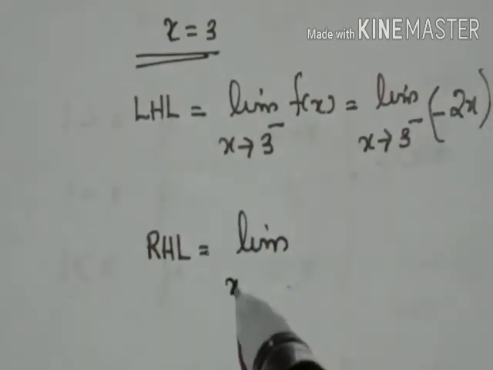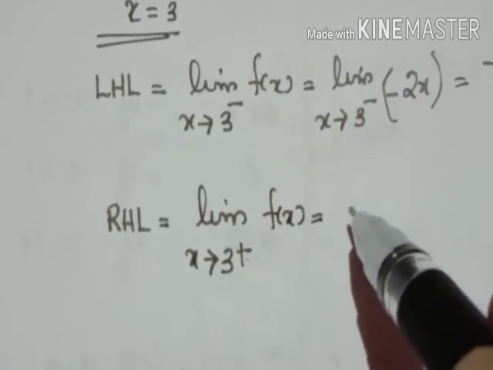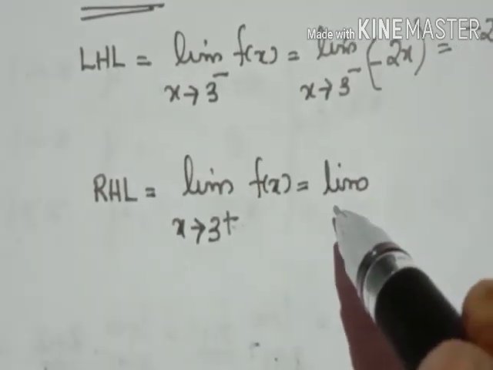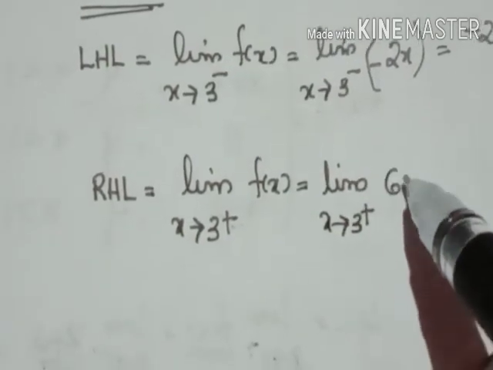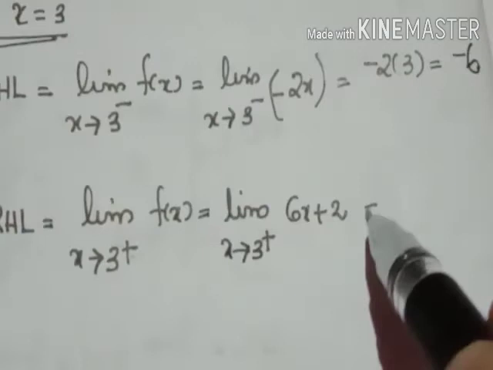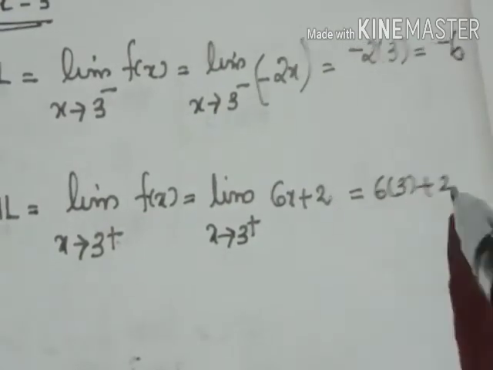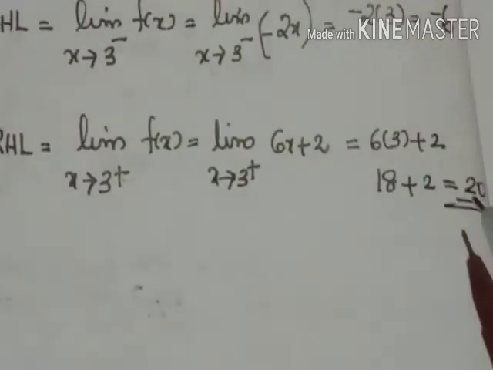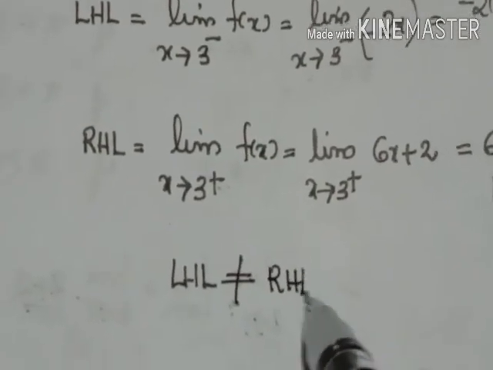So limit x tends to 3 plus f of x. Looking at the interval, you can see 3 plus means more than 3. It belongs to the last interval, and in the last interval, the given function is defined as 6x plus 2. Now apply the limit here. 6 into 3 plus 2. 6 into 3 is 18. 18 plus 2 equal to 20. So left hand limit is minus 6, right hand limit is 20. That means left hand limit is not equal to right hand limit.